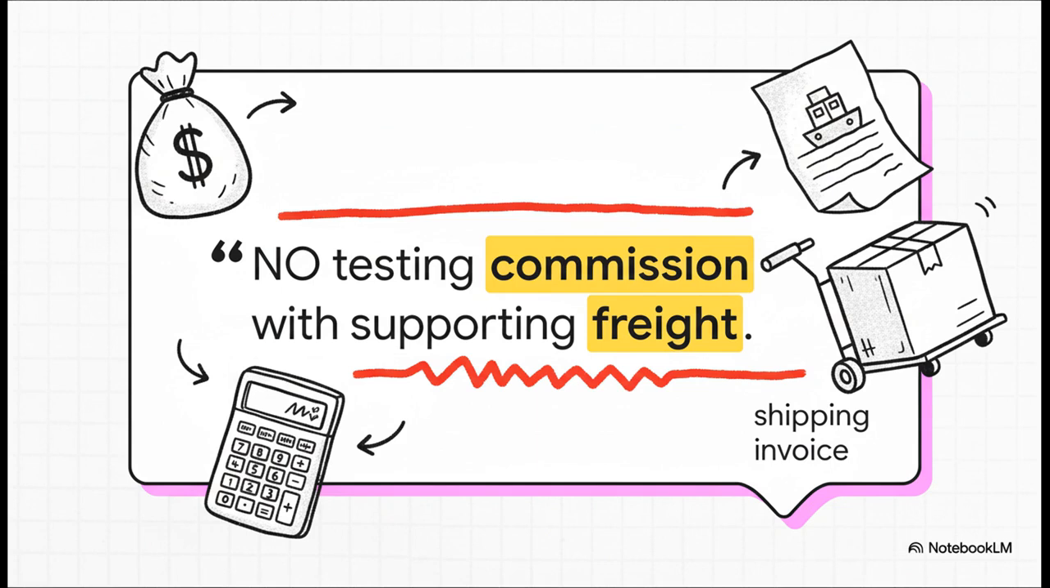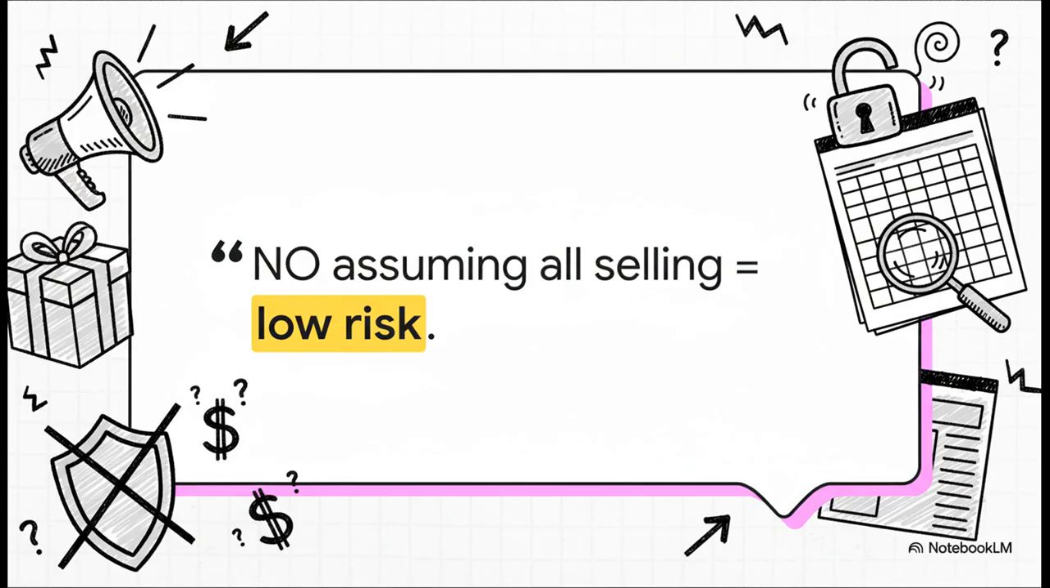Second, you can't test a sales commission by looking at a shipping invoice. The documents are totally unrelated. It sounds obvious when I say it like that, but believe me, it happens. Third, never ever assume all selling expenses are low risk. Areas like marketing, sponsorships, and rebates are highly prone to fraud and abuse. They need that extra level of scrutiny.